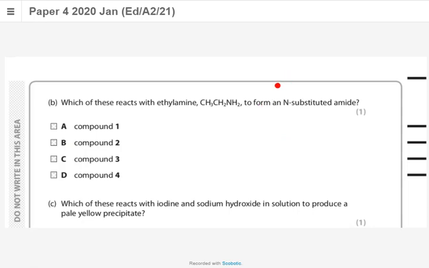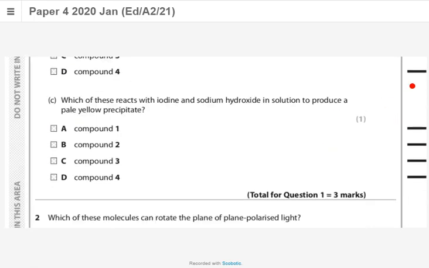Which of these reacts with ethylamine to form an N-substituted amide? It also has to be acid chloride. Acid chloride reacts with ethylamine to produce an N-substituted amide. So the answer is still the same, A, the acid chloride.